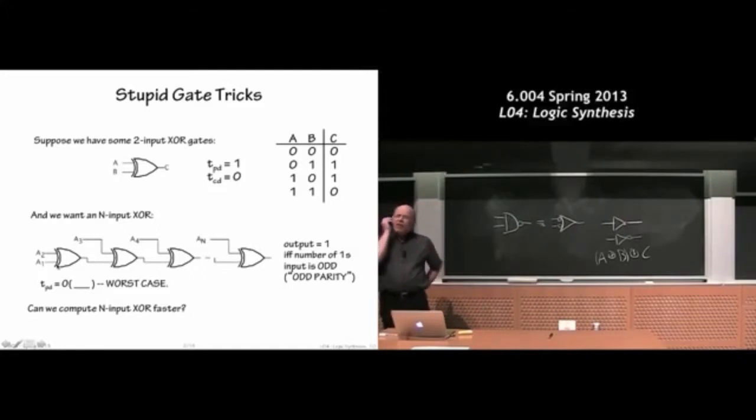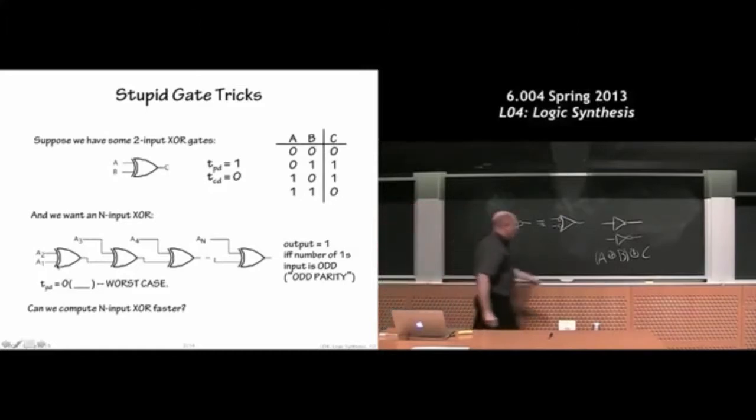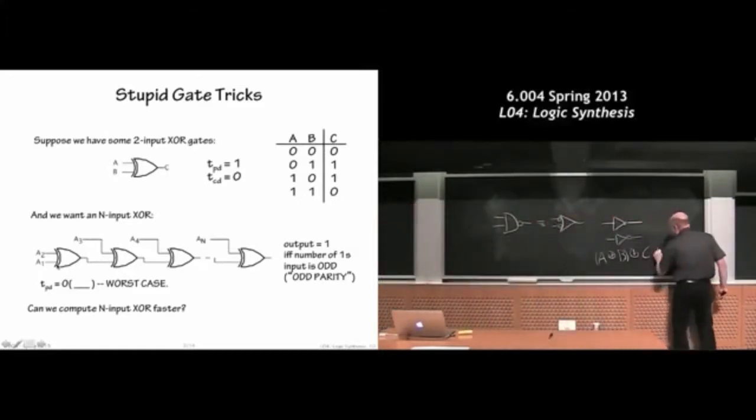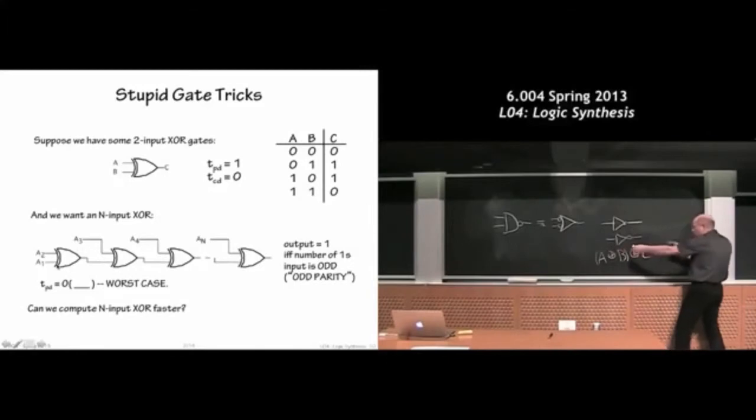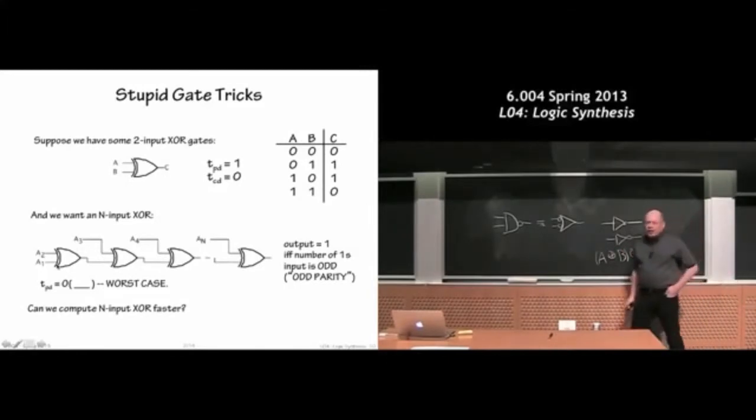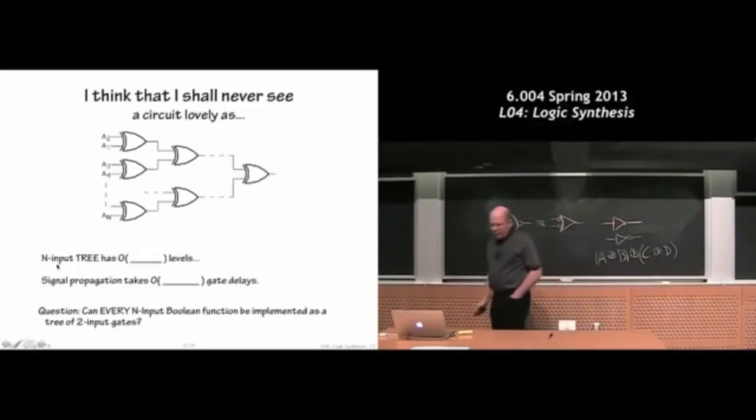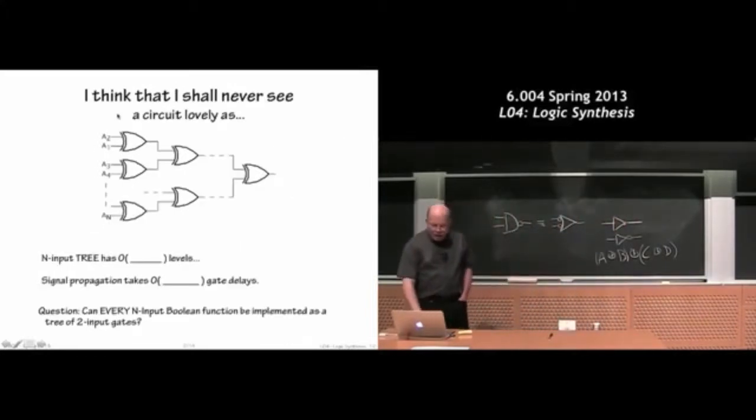Can we compute XOR faster? It's on the next slide, but just think for a moment. What's another way of organizing these things? Okay, so if I had A XOR B, XOR C, XOR D, you could say, well, I could keep doing this and build it up one at a time. But I could also do them in pairs and build a tree. Okay, so here's a picture.